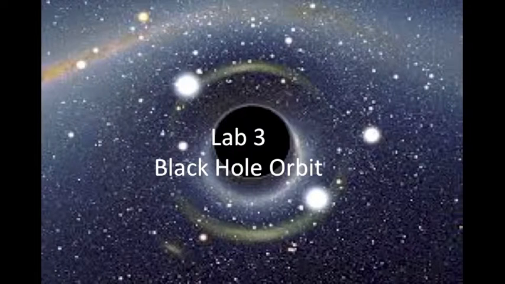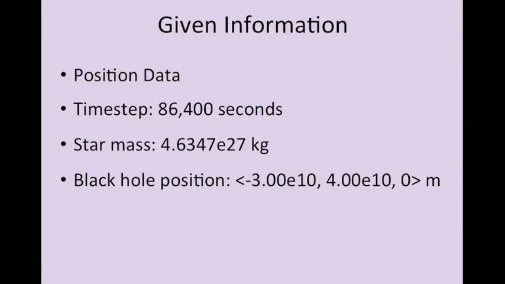In this case, the object was a black hole whose mass was determined to be 3.978 times 10 to the 31st kilograms. We were given a CSV file with the x and y coordinates for the position data of the star. Each consecutive row is the data for the star 86,400 seconds, or 1 day, after the previous row. The mass of the star is 4.6347 times 10 to the 27th kilograms, and the position of the black hole is as shown.